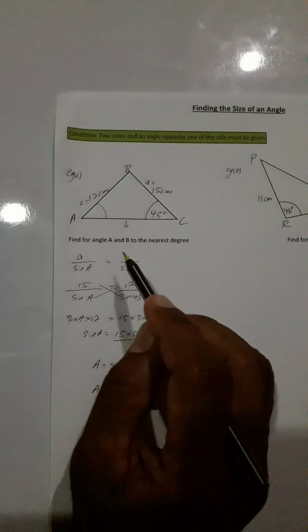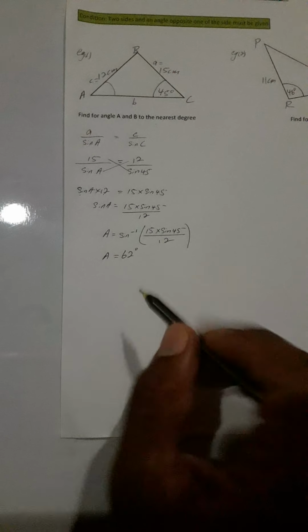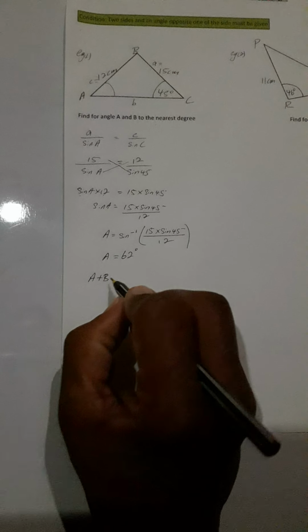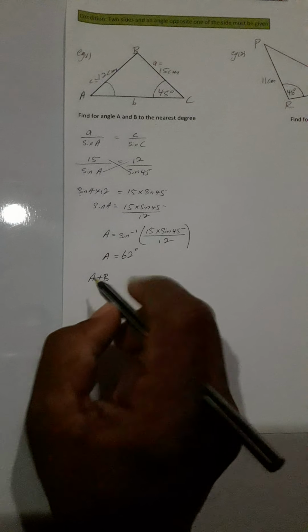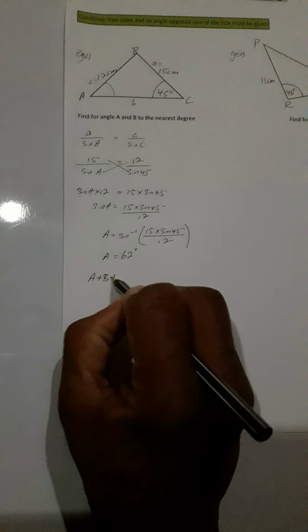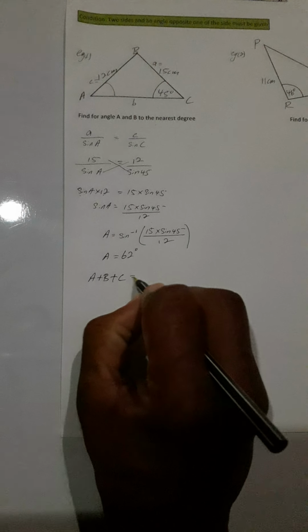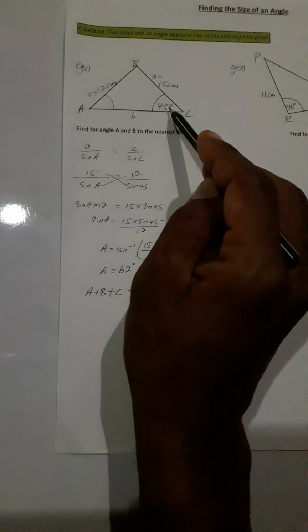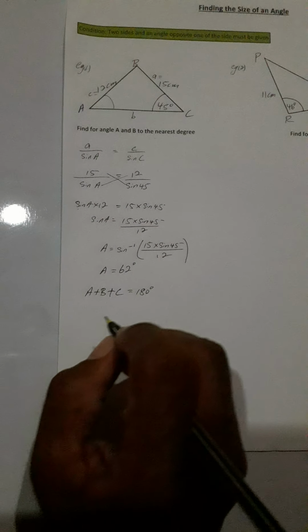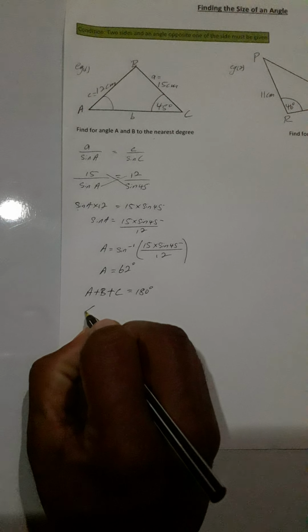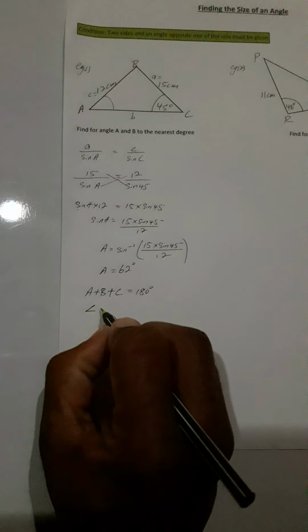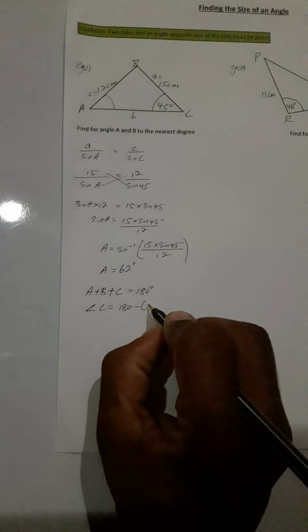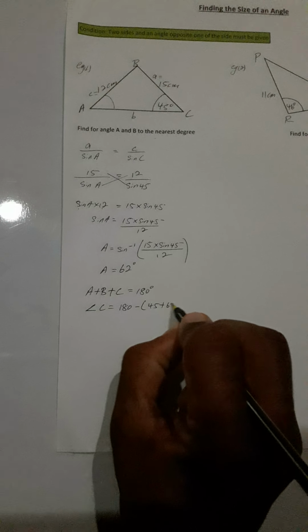We need to find angle B. Since I know angle A, we know that angle A plus angle B plus angle C, where the capital letters represent the angles, will give us 180 degrees. So what you need to do is add the 62 plus the 45 and subtract it from 180 to get angle C. We can use this symbol, which represents angle. So angle C equals 180 minus, let us add 45 plus 62.